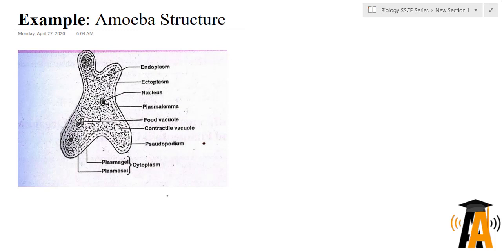Now here we have the structure of an amoeba. A few pointers about amoeba. Amoeba is an organism that has an irregular shape. We'll just take a little bit of its characteristics here. It has an irregular shape, while some say it is shapeless because the shape is not uniform. So it has an irregular shape and changes constantly. You can't say this is the particular shape of an amoeba. The shape is irregular and it changes constantly.